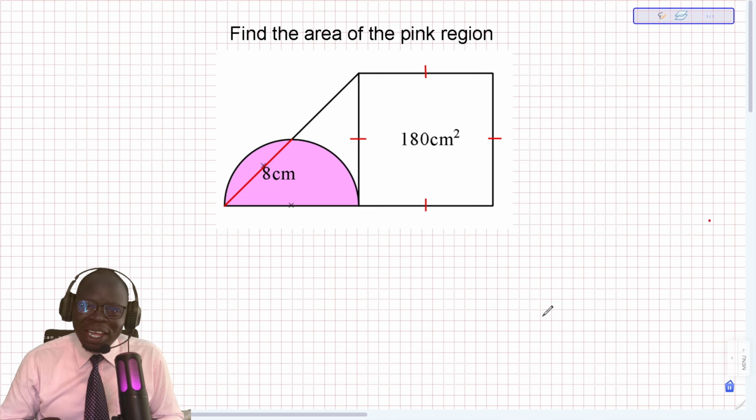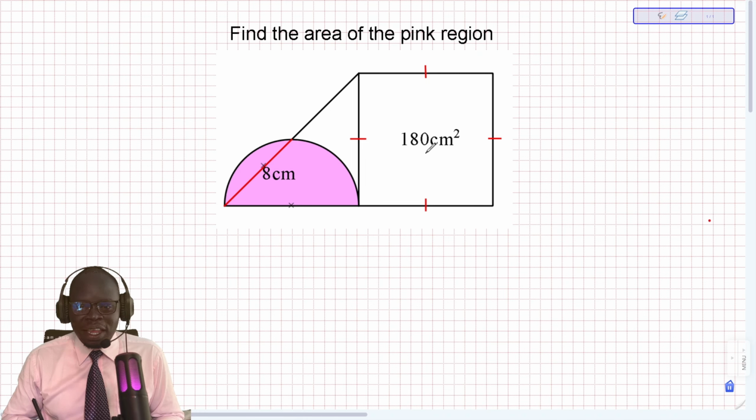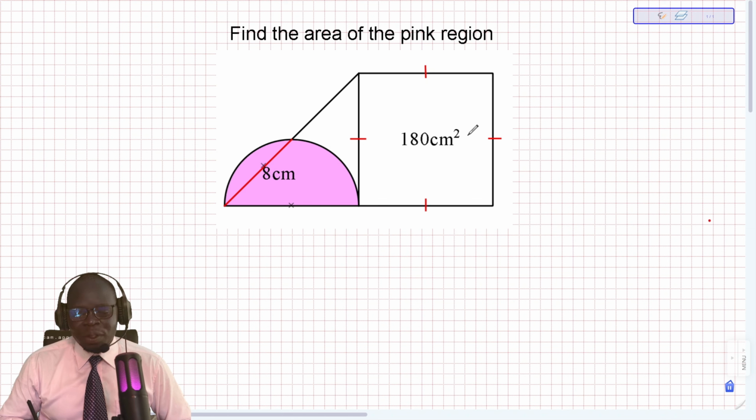On our board, we have a nice and beautiful question. We have a line that passes from this corner to somewhere here and is labeled as 8 centimeters. And we have also this square that is attached to the pink region, having an area of 180 centimeters square. So that is the only information we have. Now for us to go ahead, we need to make some simple analysis.